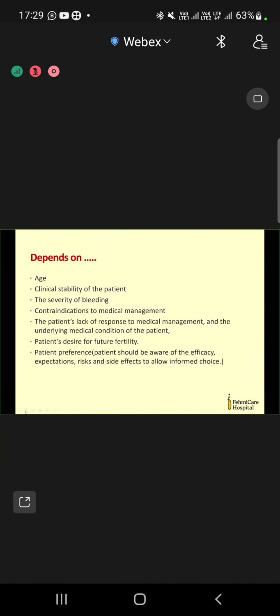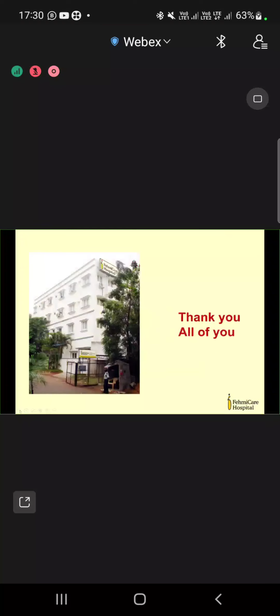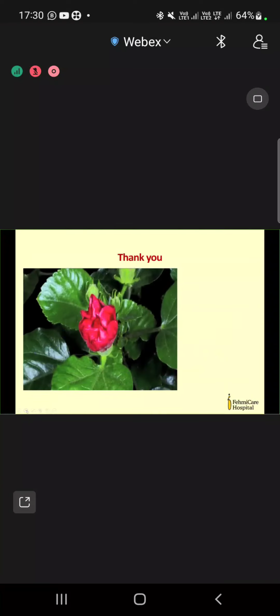All these, which method you choose depends on the age of the patient, clinical history of the patient, severity of the bleeding, the contraindication what the patient has, and how much she has responded to the medical treatment, what is her underlying medical condition, what is the couple's desire regarding their fertility, and patient's preference. All also dictate which method we have to choose. So with this, I conclude and thank one and all, and I am ready to answer your questions.